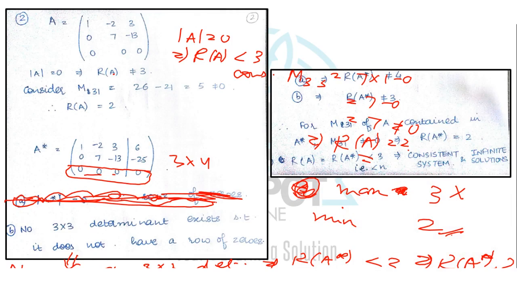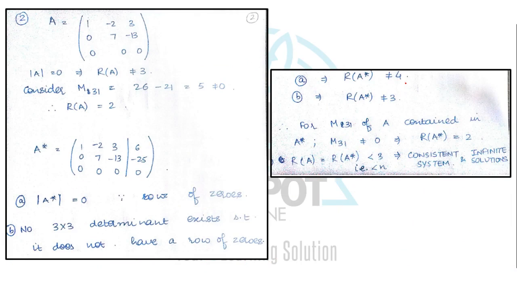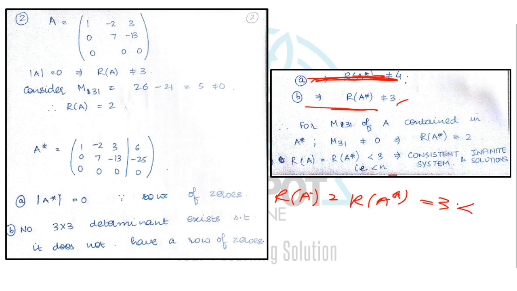Let me just erase the ink on slide. And yeah, you can see that, again, ignore this statement. But you can see that this is the statement that you have here. And again, so you have rank of A equals rank of A star equals 2, which is less than 3, which is basically n, right? So you have a consistent system and you have infinite solutions because it is less than n.